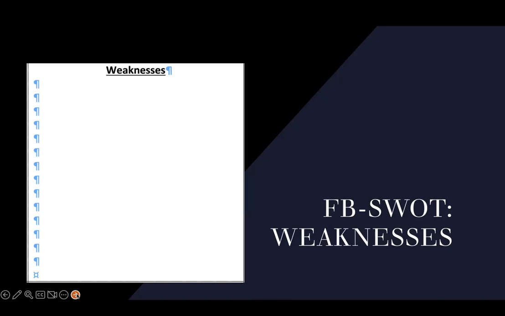The second part of this assessment is to examine the weaknesses. Similar to the strengths, the weaknesses are also internal. But I use weaknesses just to stay with the SWOT analysis. Really, these are the resistances that a person might come up against, right?